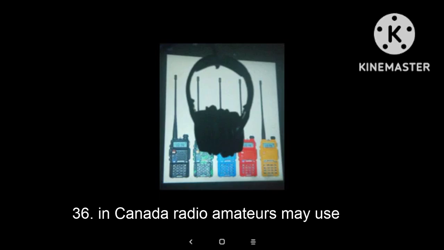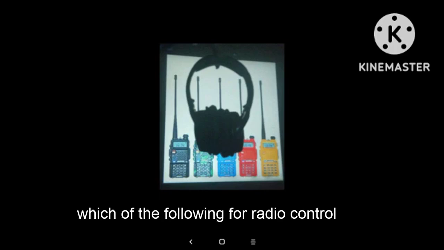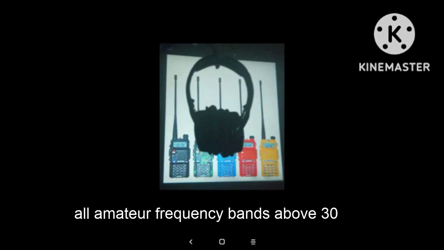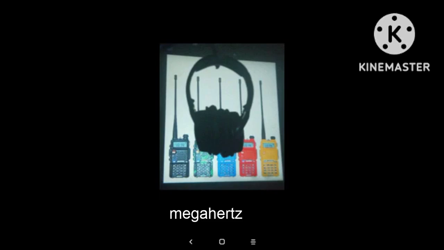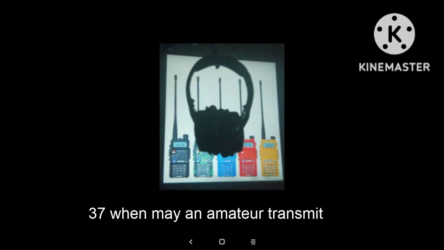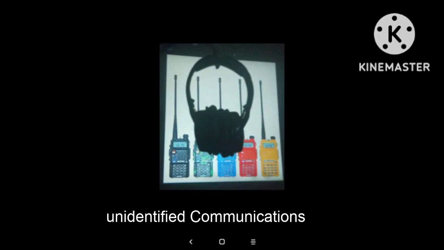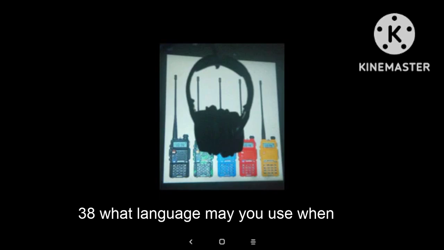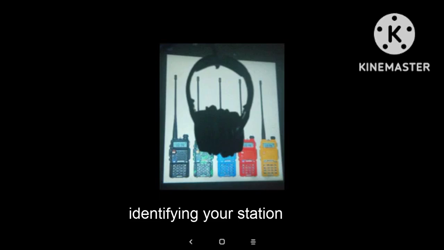36. In Canada, radio amateurs may use which of the following for radio control of models? All amateur frequency bands above 30 MHz. 37. When may an amateur transmit unidentified communications? Never, except to control a model craft. 38. What language may you use when identifying your station? English or French.